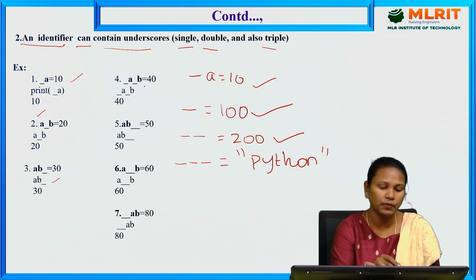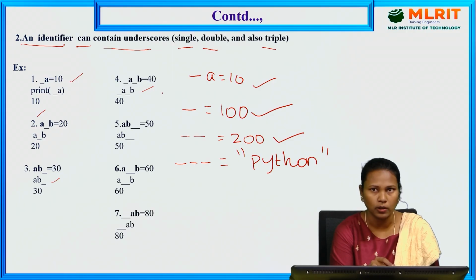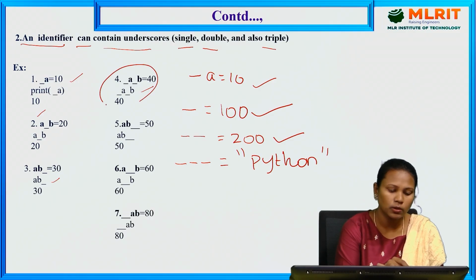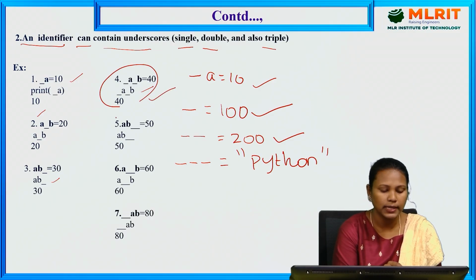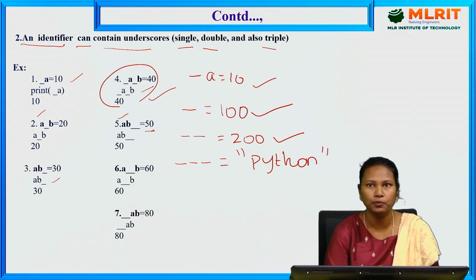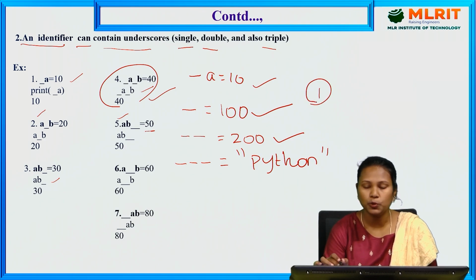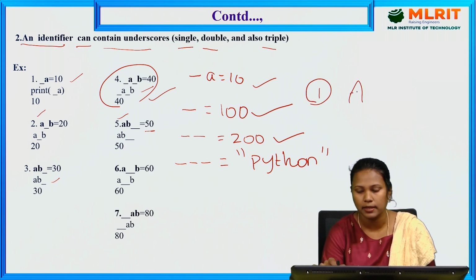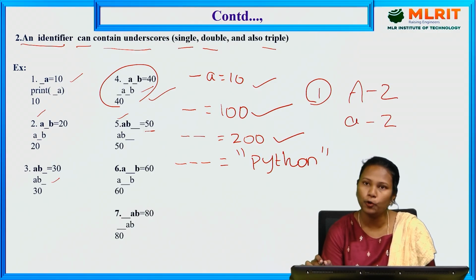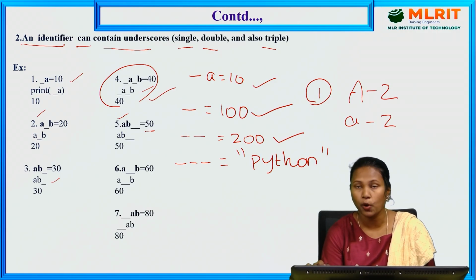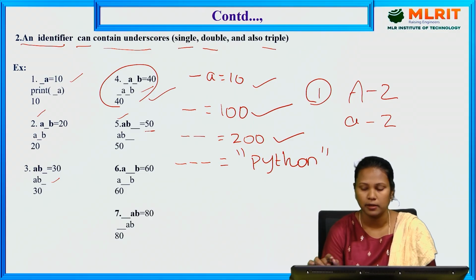Some more examples: underscore A underscore B is also a valid one. Next one, AB underscore is equal to 50. So for defining an identifier, the first rule is that it should start with letters, capital or small letters A to Z. The second is small letters A to Z, followed by a number, followed by a 0 or followed by special characters.